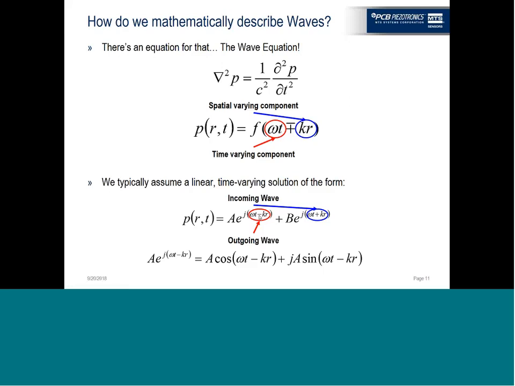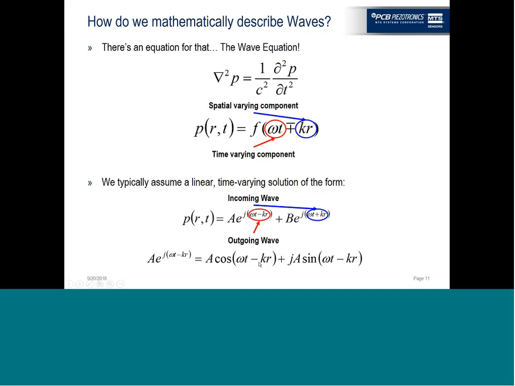And we further simplify this down to, okay, I don't care about the incoming wave, so I care about the outgoing wave. So when I look at the Euler form here, I take that even further to A e to the j(omega t minus kr), and that's equal to A cosine(omega t minus kr) plus jA sine(omega t minus kr). And this is the very, very simplified form. I don't have any phase differences in here yet. This is assuming that the wave is starting at 0.